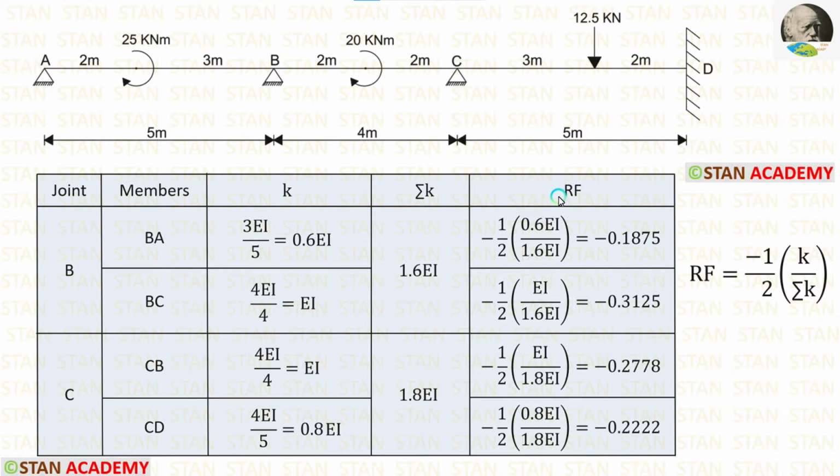Now, let us calculate the rotation factor. The formula is minus 1 upon 2 into K upon sigma K. We have already calculated the values of K and sigma K. Using the formula, we can calculate the rotation factors.